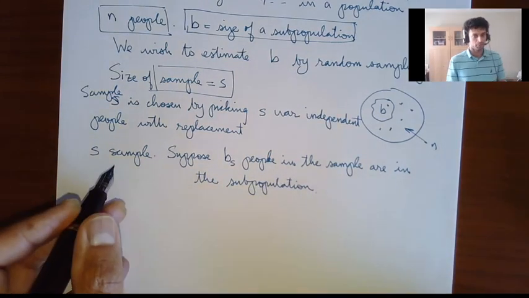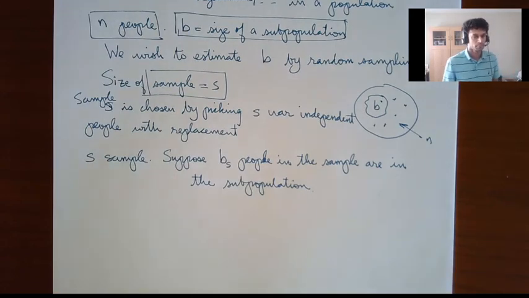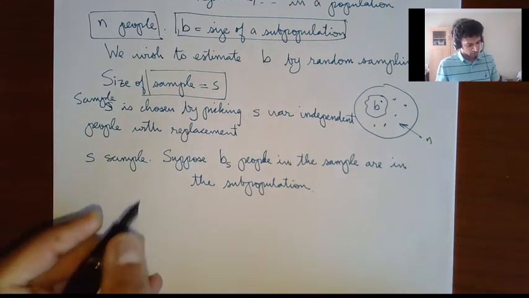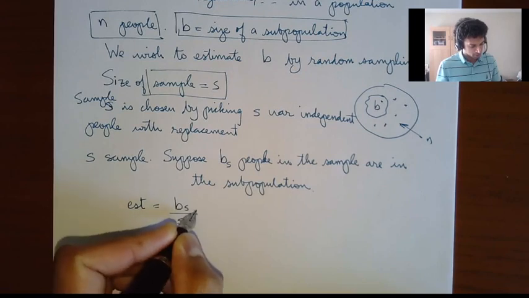Right? So you sampled S people. B sub S people in the sample are in your subpopulation. What is your estimate of B? What should your estimate of B be? Just the same fraction: we divide that number of people first by the sample size and then multiply by the population size. So our estimate is going to be B sub S divided by S times N.